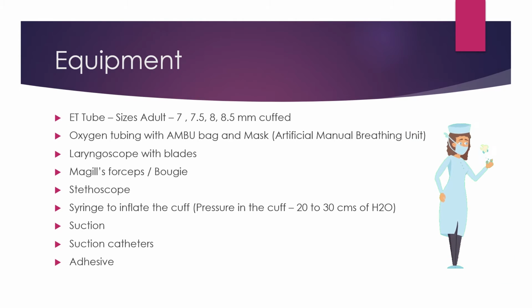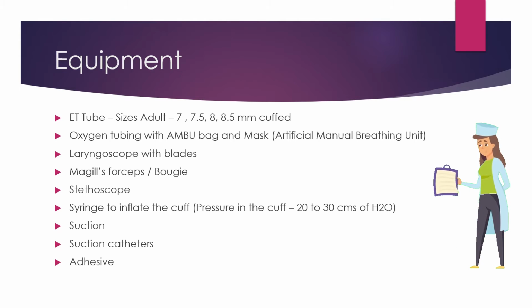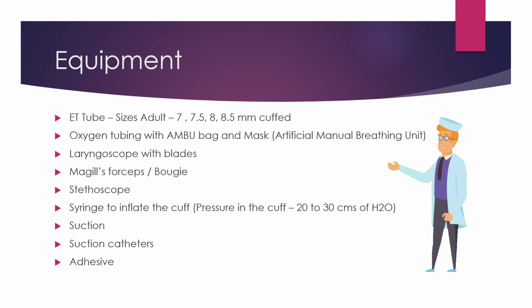Suction is the most important equipment during an endotracheal intubation. When you're trying to intubate a patient, there is a lot of chance that there will be secretions in the oral cavity. If the oral cavity is filled with secretions, the anesthetist is not going to be able to view the vocal cords clearly. That's the reason he will ask for suction. So your suction and a suction catheter are at the highest priority when you are standing for an endotracheal intubation.